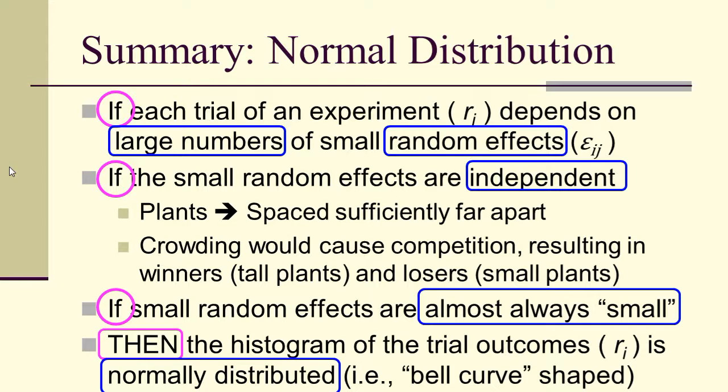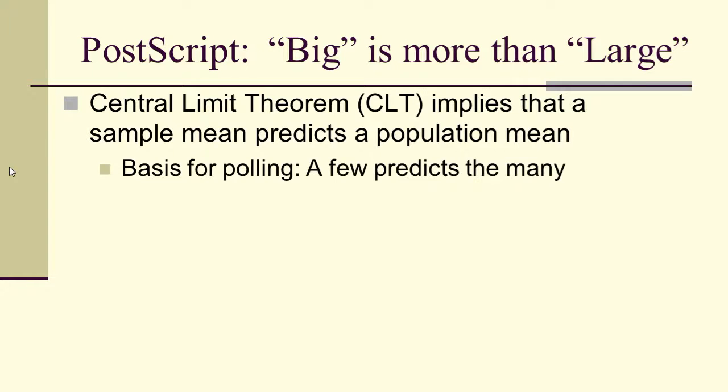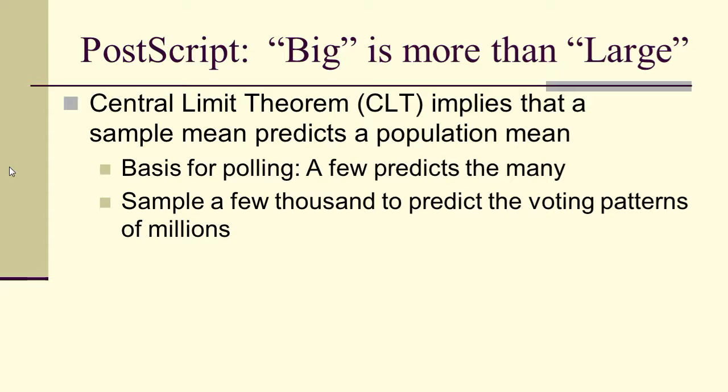In fact, I want to look at a postscript. We look at big data, and a lot of times people think big in terms of large, how much data there is. But the central limit theorem implies that a sample mean predicts a population mean. This is the basis for polling. We ask a few, and that predicts the many. We sample a few thousand to predict the voting patterns of millions.